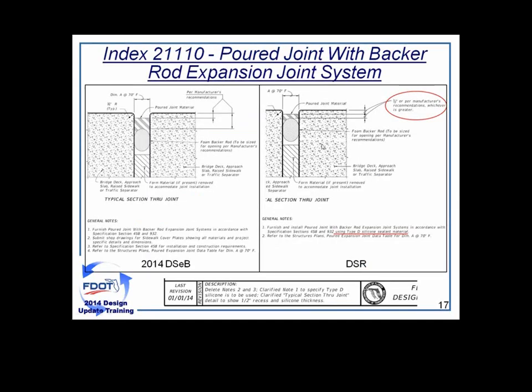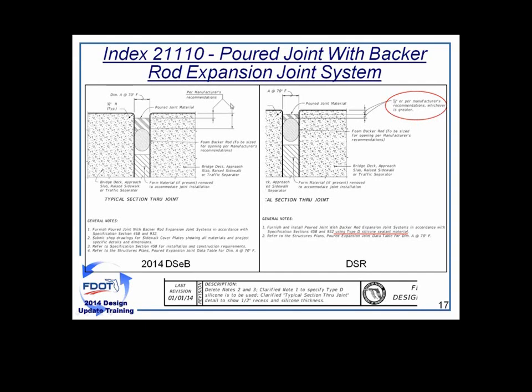All right, taking a closer look at index 21110, the main purpose for this change was to clarify note 1. We've had issues with contractors utilizing the wrong type of silicone sealant, so we needed to clarify. It was always a requirement. The requirement has not changed, but we need to clarify that it should be the type D silicone sealant.